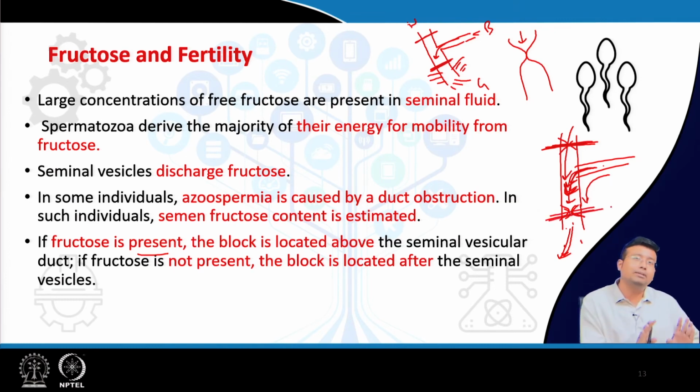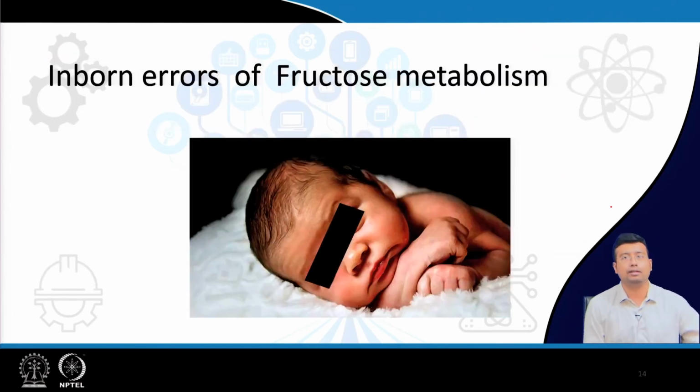This is just for multiple choice questions. You just remember, if the block is located after the seminal vesicle, the fructose will be absent. If the block is located above the seminal vesicle, it will contain fructose in cases of azoospermia, right. But needless to say, we need fructose for healthy sperms, and that is one major cause of infertility.